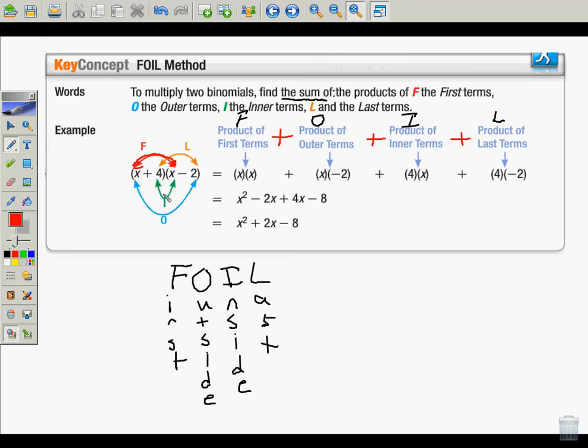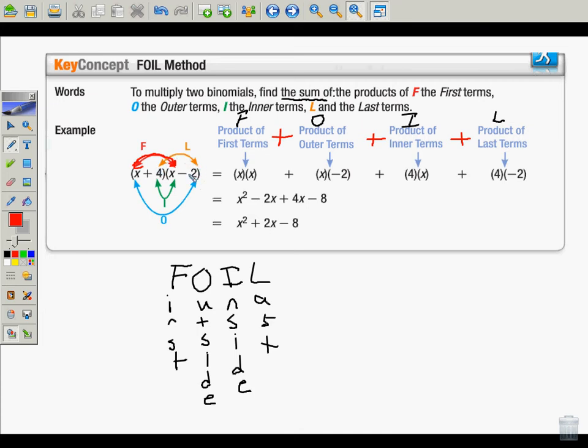So we get 4 times x plus last times last. Or you can sometimes think of this as second piece times second piece, because it's the second part of the first binomial multiplied by the second part of the second binomial. And that's where we get this 4 times negative 2.